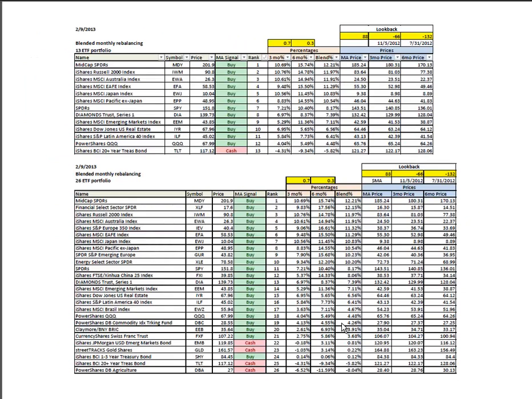Quick look at the blended monthly rebalancing portfolios. See U.S. mid caps and small caps have moved to the top of the chart. The globals are starting to slide down, so it could be a shift back to the U.S. Inside the 26, it's the same, but with the addition of financials.